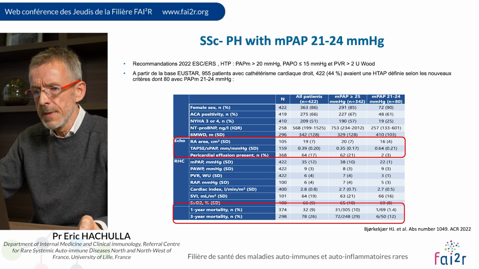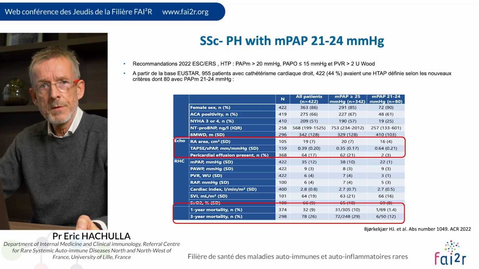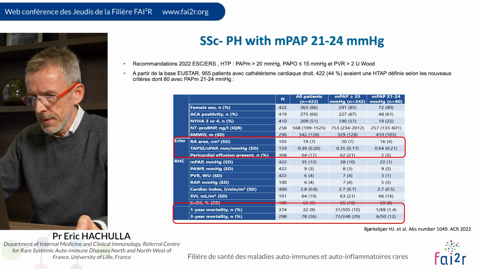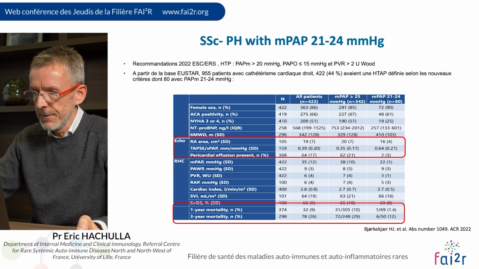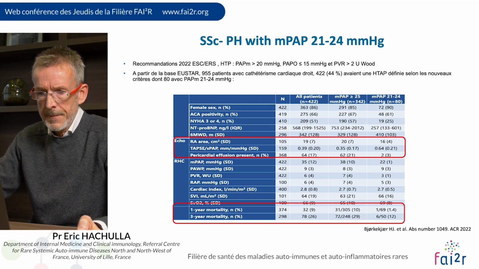Focus on mean PAP 21-24 mmHg. This is a particular population of interest, based on the US-STAR population. This was shown at the last ACR in Philadelphia in 2022, in November.